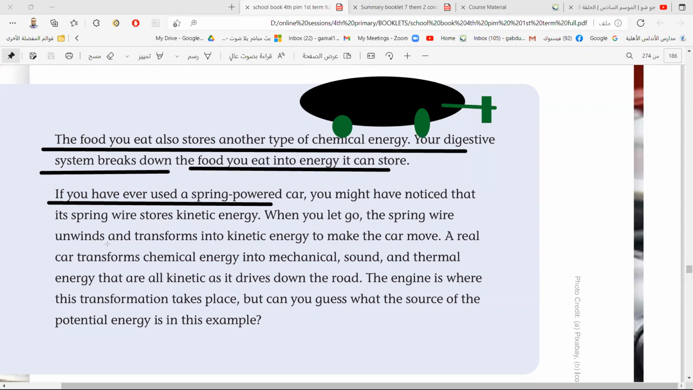Or sometimes you have a rope. Yes, you pull it and you leave it. It runs away. Yes, very good. The spring wire stores kinetic energy.